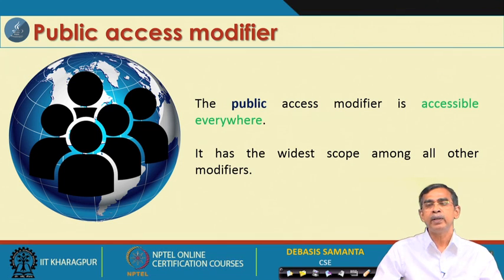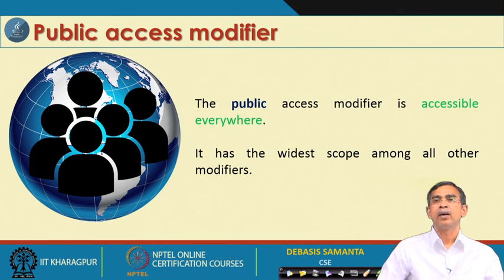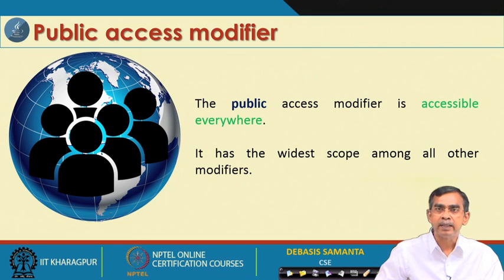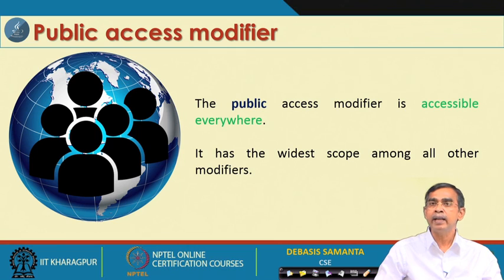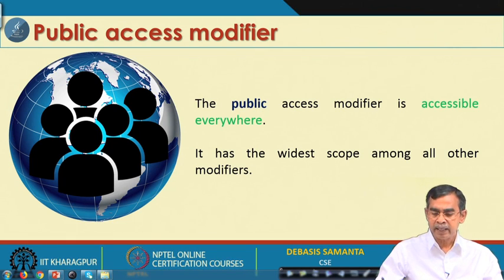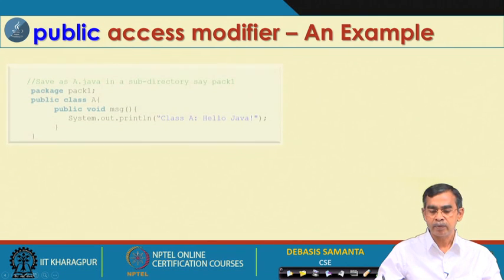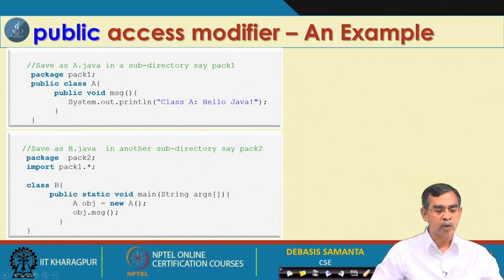Anyway, if we declare any class or any data or any method as public, this means that it will be accessible to any other class, whether that class belongs to the same directory or to any other directory. So, that is the concept here. It has the weakest restriction, that is, the widest scope among all the other modifiers.